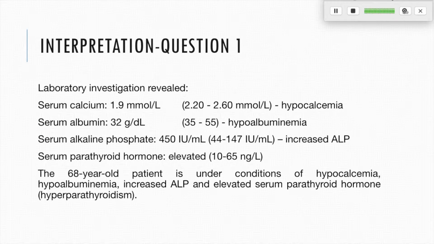For the first question, the 68 years old patient is under the condition of hypocalcemia, hypoalbuminemia, increased ALP, and elevated serum parathyroid hormone, aka hyperparathyroidism. This result can be seen from the normal range.